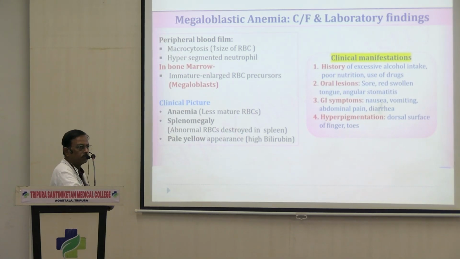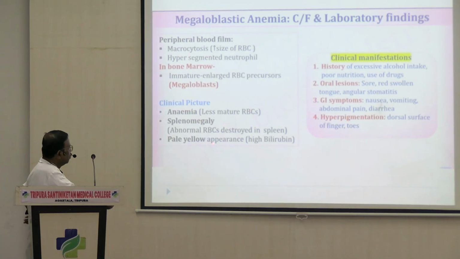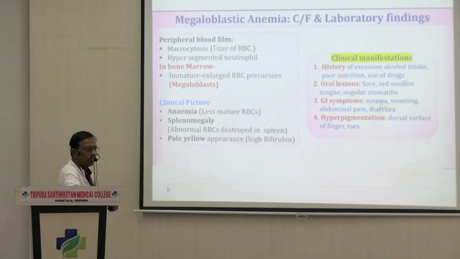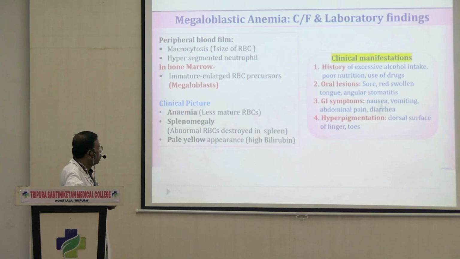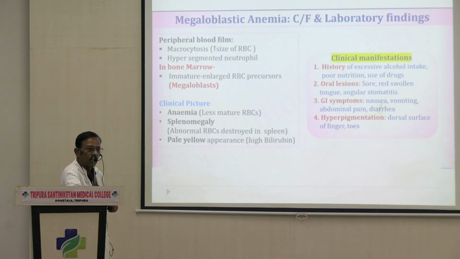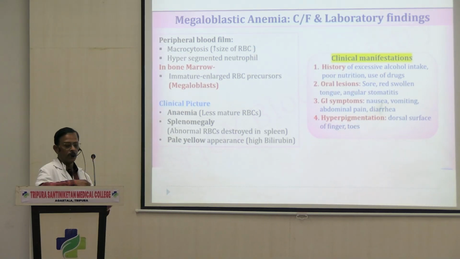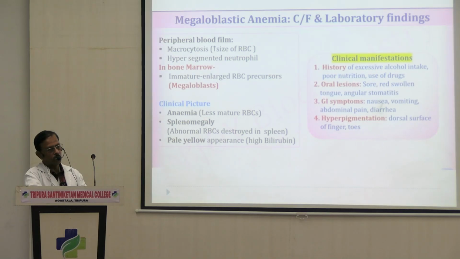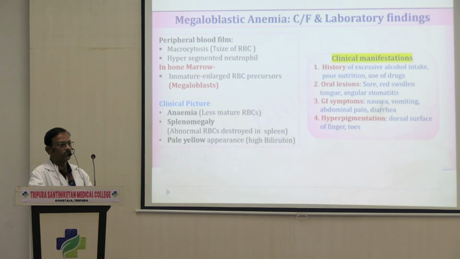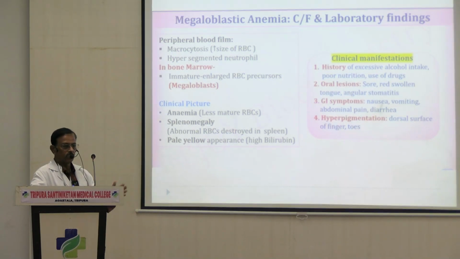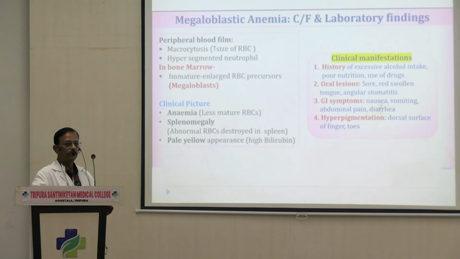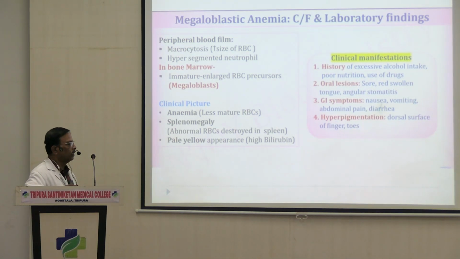Splenomegaly means big spleen. Pale yellow appearance of the patient is because of the high bilirubin. Because of the abnormal RBCs, they will get lysed. So the heme portion is excreted. Excretion of the heme portion will be increased, and there will be increased bilirubin.